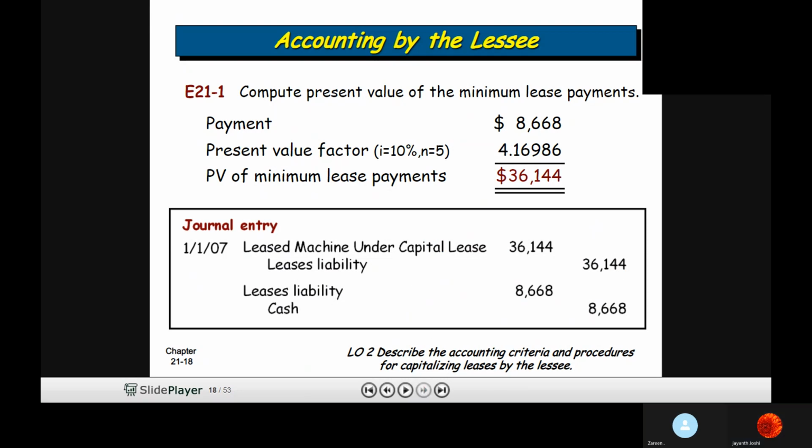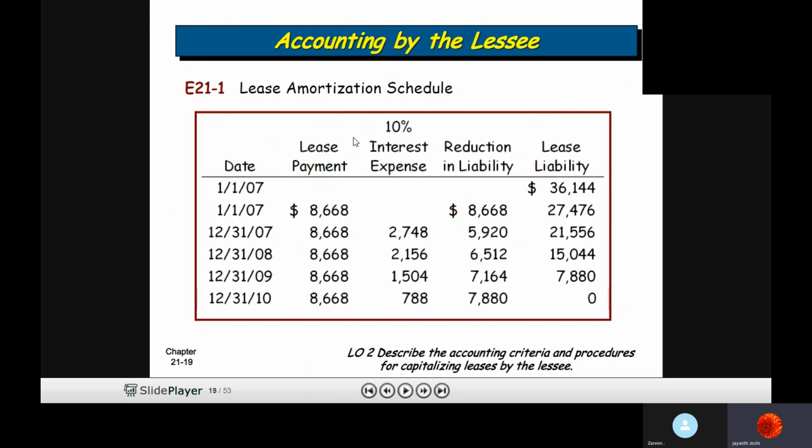This is the amortization schedule. When you make the lease payment, this is the lease liability for you. This would get reduced and become 0. This is the lease payment. So from 36,144, what would happen in the first year? From the lease payment, we'll remove interest and then subtract the actual amount. And when you make the first payment, there is no interest, correct? Yes, I got it.